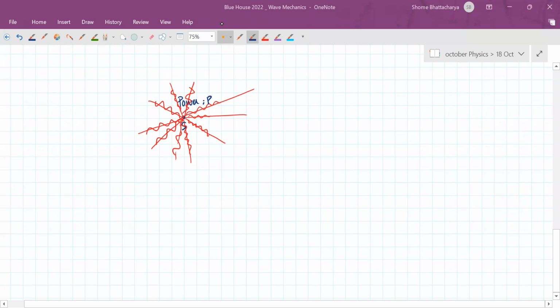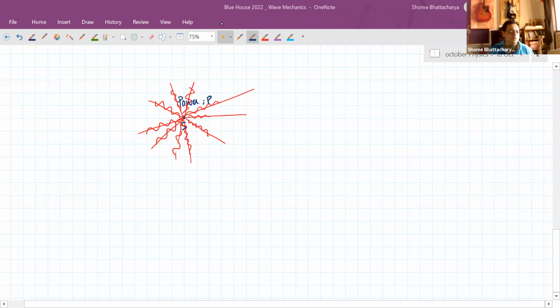So I think you'll be able to understand this explanation better once we come to standing waves. So just hang on a little bit. In a bit of time, we will come to standing waves.